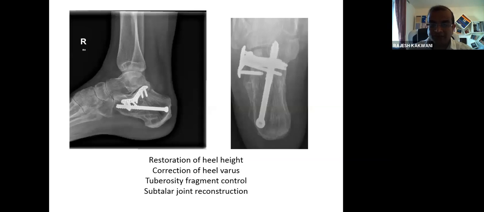Now, the aims would be to restore the calcaneal height, correct the varus, restore the tuberosity fragment control, and restore the subtalar articular surface. You need to knit those three bony fragments in some form of fixation, i.e. the sustentaculum tali, the posterior facet fragments, as well as the posterior tuberosity fragments. Whether you use plates, screws, or other methods, it doesn't matter.